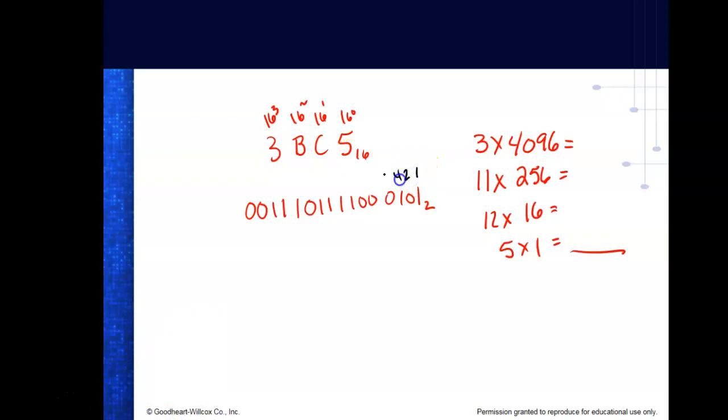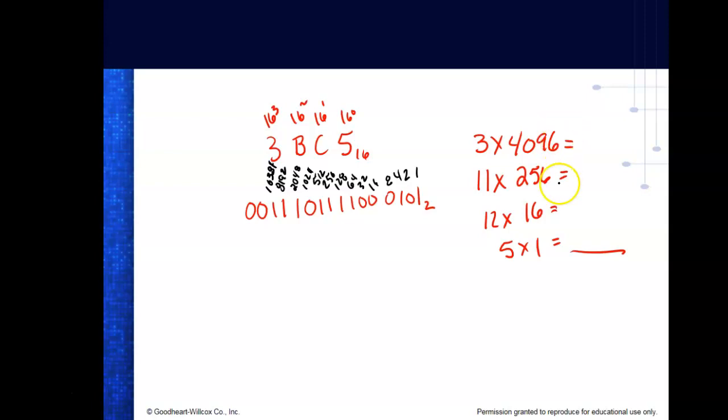1, 2, 4, 8, 16, 32, 64, 128, 256. I need to spread my number out. 512, 1,024, 2,048, 8,192, 16,384. And you can just add the bits that have ones in them. So it's up to you.